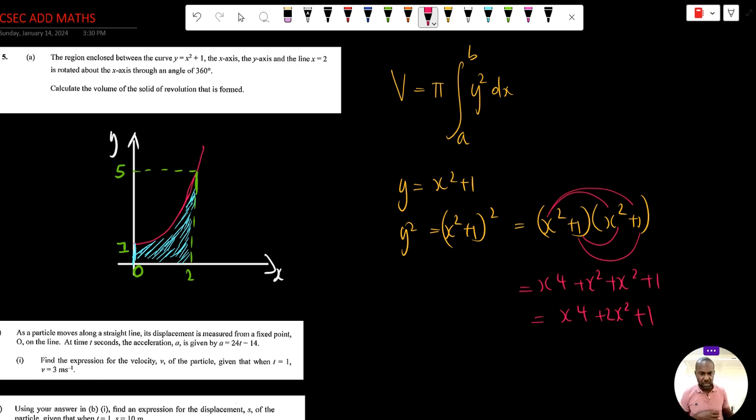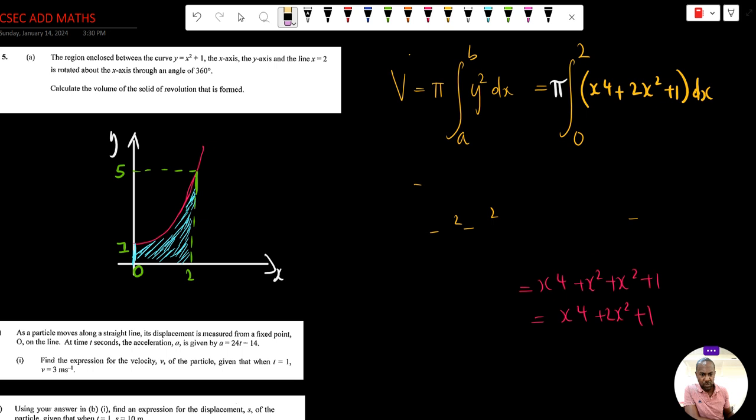And so essentially, this is what we need to integrate between the limits of 2 and 0. So this is going to be equal to pi times the integral between 2 and 0. Of course, our pi is to be kept outside. Try not to forget it. So what this will give us is the integral of x to the 4th plus 2x squared plus 1 dx, between the limits of 2 and 0. And having dealt with this part down here, we can actually take it off. So let's proceed to integrate that and see what it actually gives us.